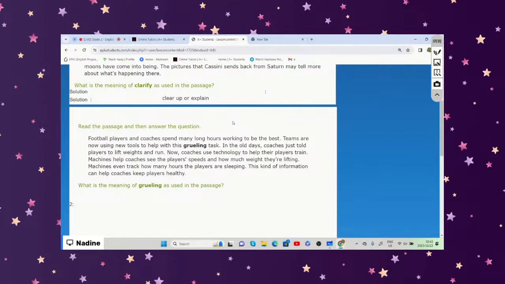Machines help coaches to see players' speeds and how much weight they are lifting. Machines even track how many hours the players are sleeping. This kind of information can help coaches keep players healthy.